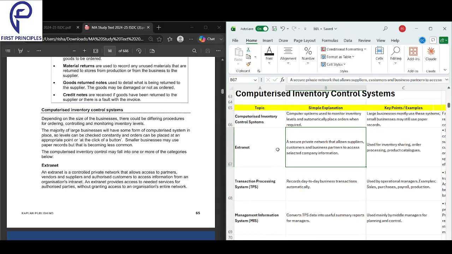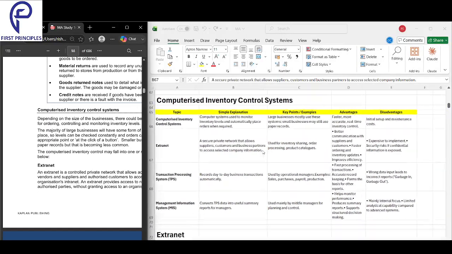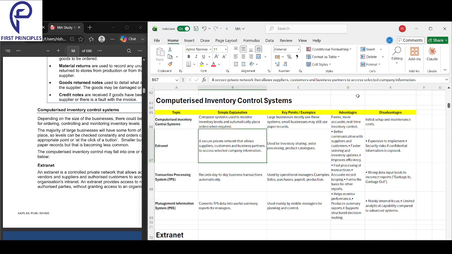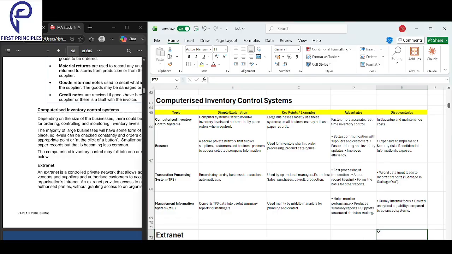Now looking into the computerized inventory system. What about these systems here? So this helps take a broad view. Looking into the computerized inventory system, extranet, TPS, and MIS. These are some of the things that we'll quickly look into and get a good understanding about. Firstly, we'll look into the computerized inventory control system.